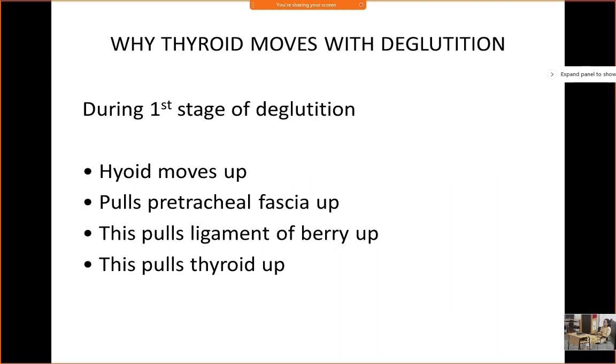Now, why does a thyroid gland move up and down with deglutition, or swallowing? The reason is that it is attached to the hyoid bone, and the hyoid bone moves on deglutition, so it pulls along with it the thyroid gland. The second reason is the pretracheal fascia, which gets pulled up on deglutition. Another one is the ligament of Berry, which I have told you in the previous slide. So these are the reasons why a thyroid gland moves up and down with deglutition.